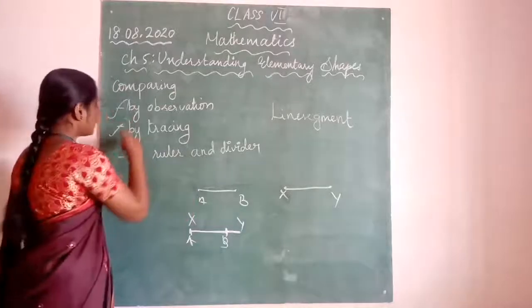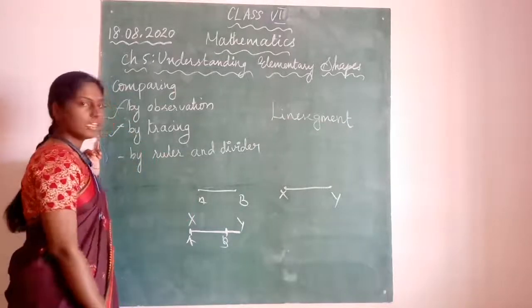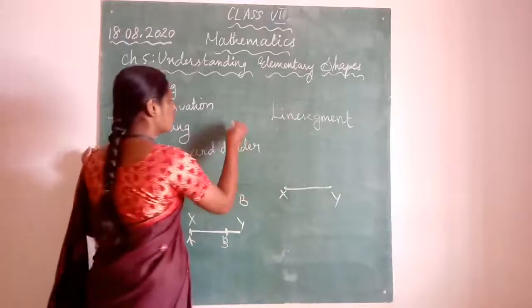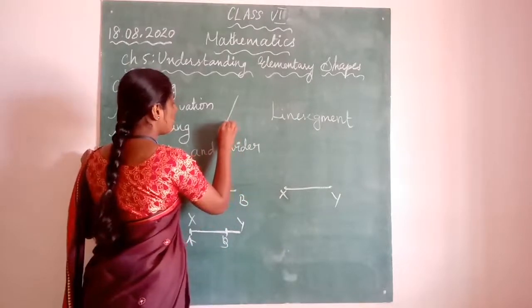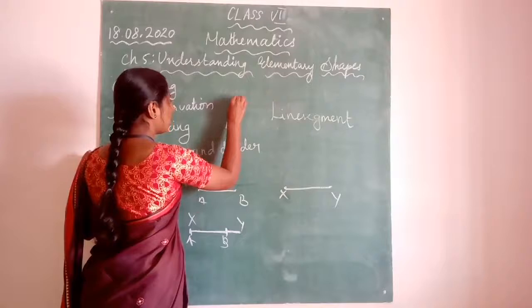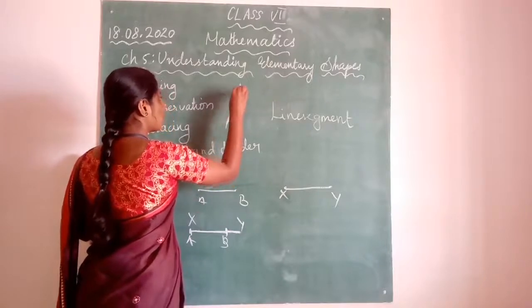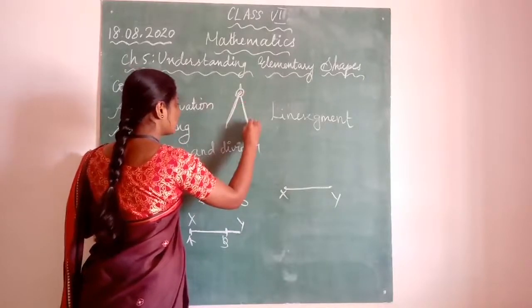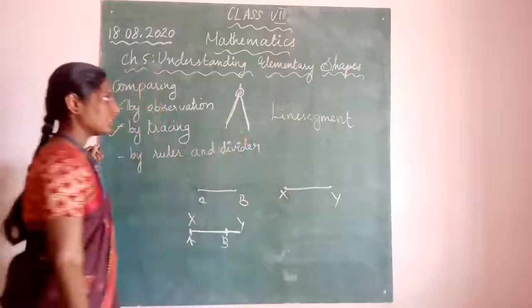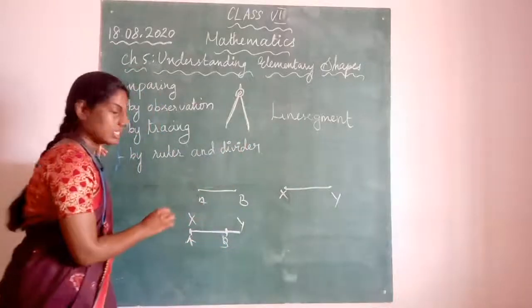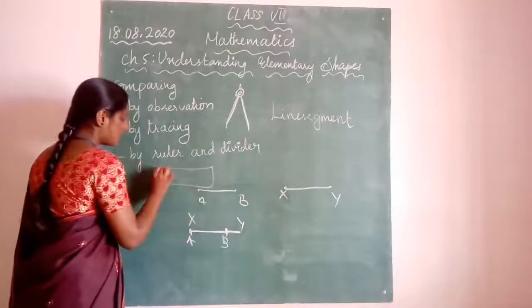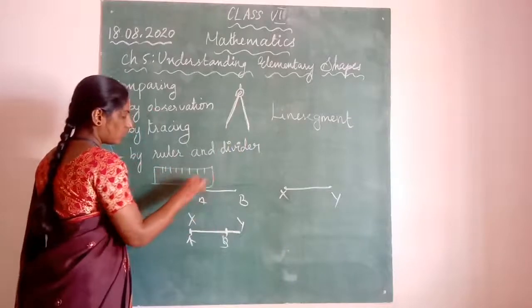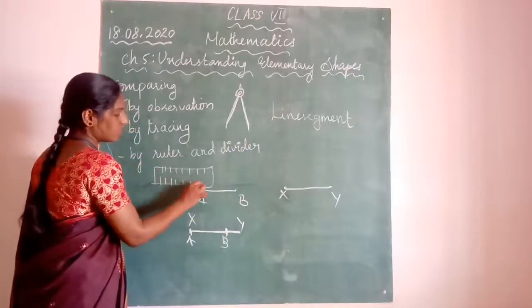Next, what is meant by the ruler and divider method? You all know how a divider looks, right? You have this instrument in your geometry box, which is known as a divider, and a ruler is nothing but your scale. You have a scale in your geometry box, so that is known as a ruler.